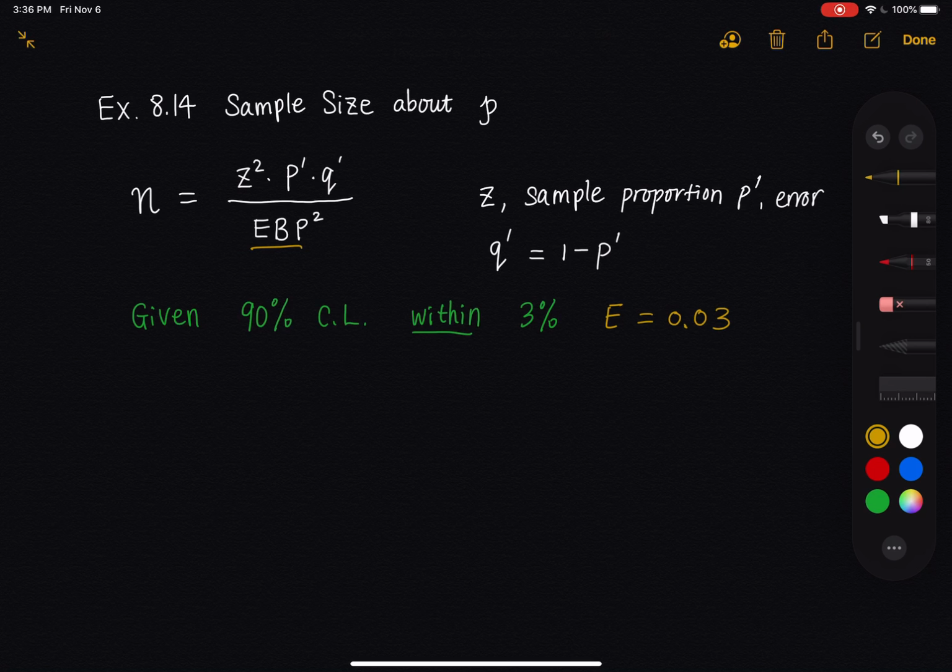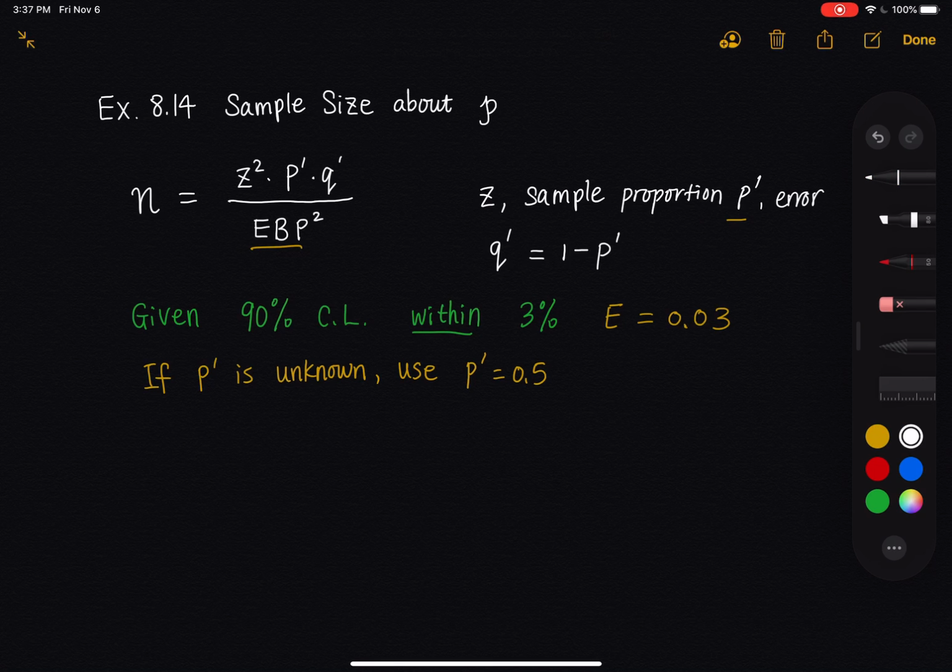We do not know p prime. When we do not know p prime, we make it fair, right? We say it's a 50-50 chance. So in that case, when p prime is unknown, we meet in the middle. We use p prime equals 0.5. We use 50%. So that's the key to this example.